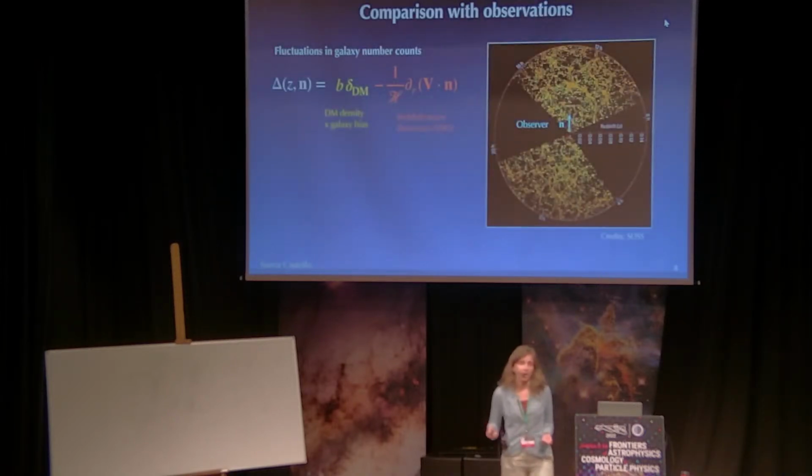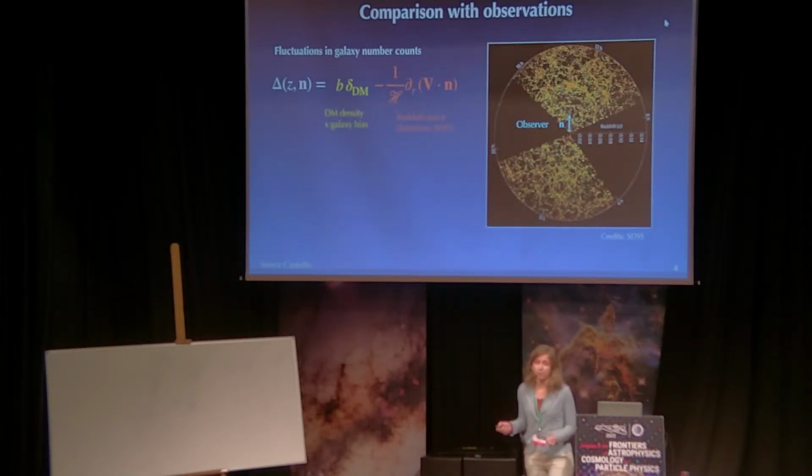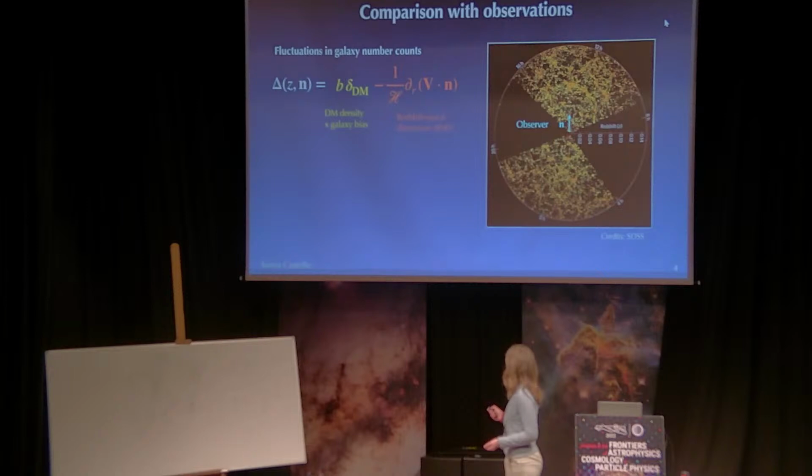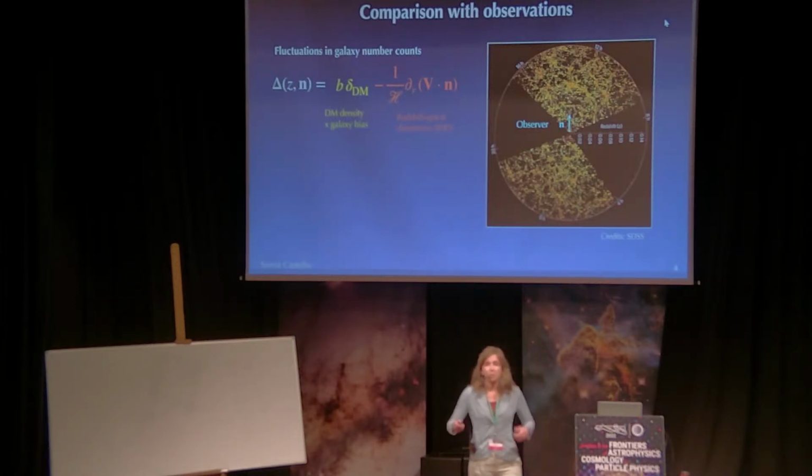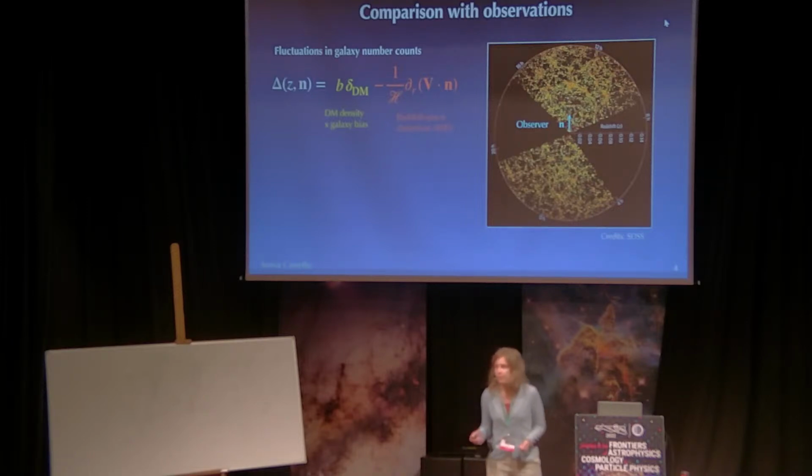So I told you before that I'm considering galaxy surveys. And what is typically done in galaxy surveys is to measure fluctuations in the galaxy number counts, which is this quantity here that depends on redshift and on the direction of observation n. And at leading order, these fluctuations are dominated by 2 contributions. So we have the dark matter density, which is related to the galaxy distribution via a bias B. And then we have the effect of redshift space distortions, which arises from the fact that galaxies have peculiar velocities on top of the velocity that is dictated by the expansion of the universe.